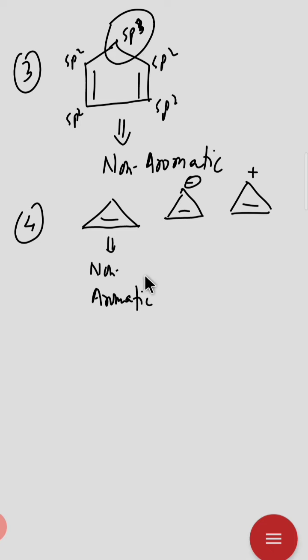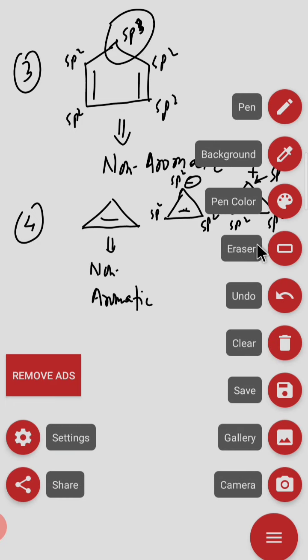Now this is an sp2 carbon anion. An sp2 hybridized carbon atom is attached to it, so the hybridization is sp2. There is a rule: carbocations are always sp2 hybridized. This is sp2 hybridized, this is sp2 hybridized, so the compound is either aromatic or anti-aromatic. So in this case, let us see.